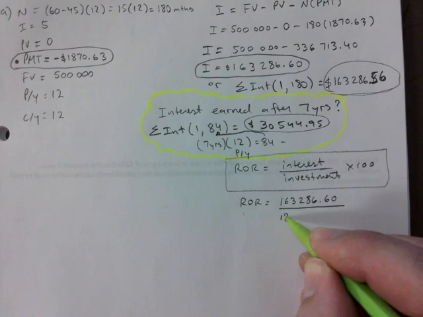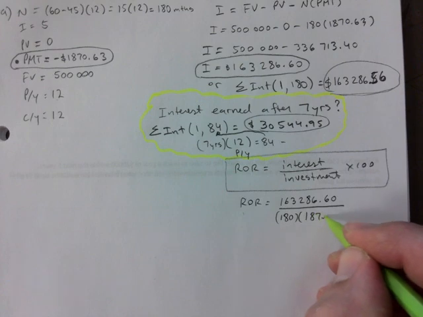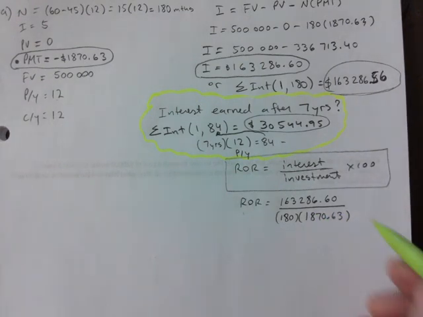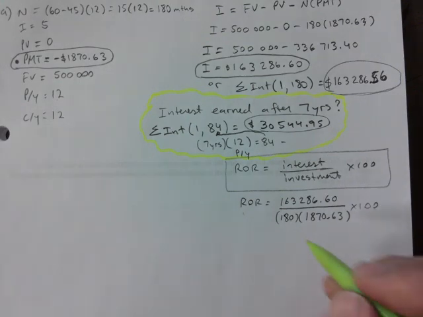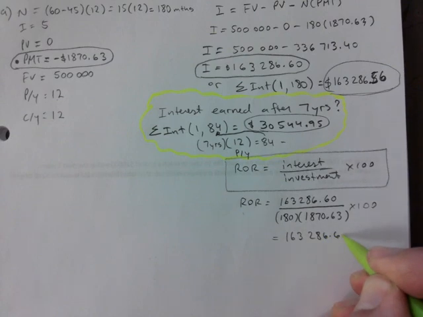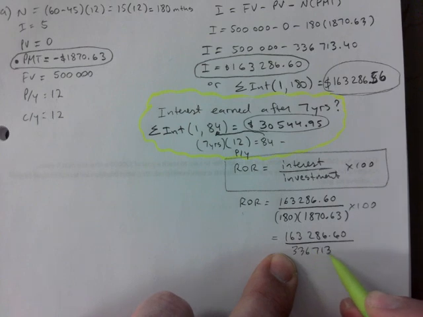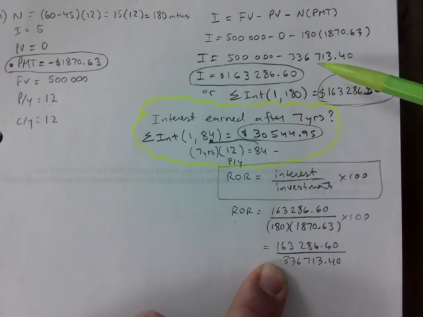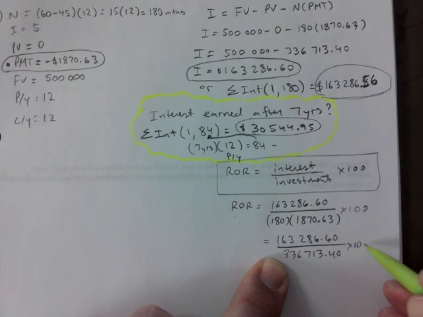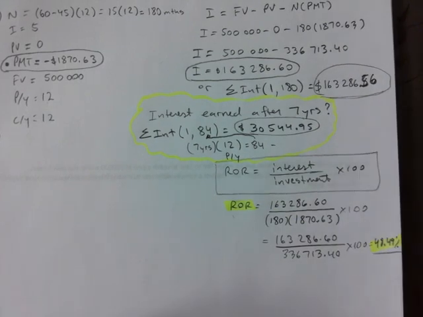plus all the payments. So I've made 180 payments of 1870.63. Multiply that by 100. And I already know this number, 336,713.40, right? I did it up there at some point right here. That is 48.49. Okay. So the rate of return is 48.49.